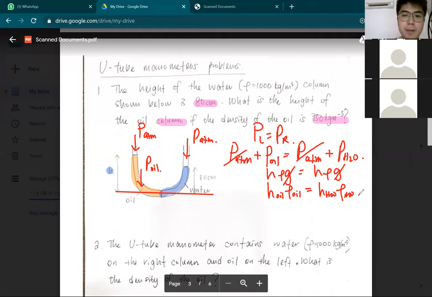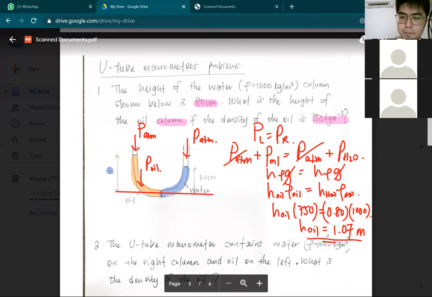Okay, so you can just put in the numbers here. The density of oil is given, so 750 equals 0.8 times 1000, the density of water, and the height of the oil column is 1.07 meter. This is the final answer. So meaning that from the surface all the way to the bottom, it's 1.07.